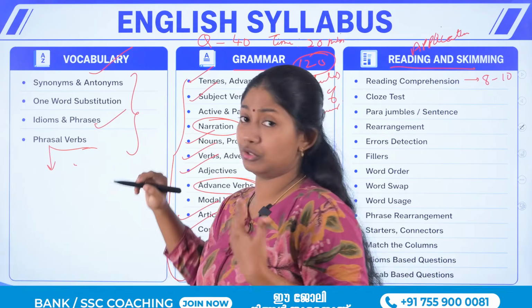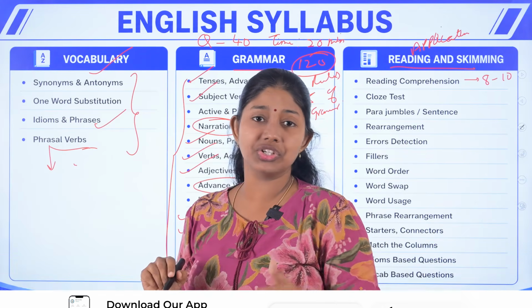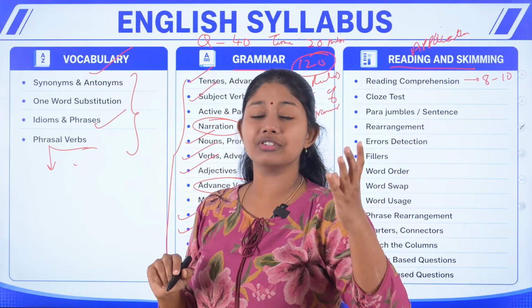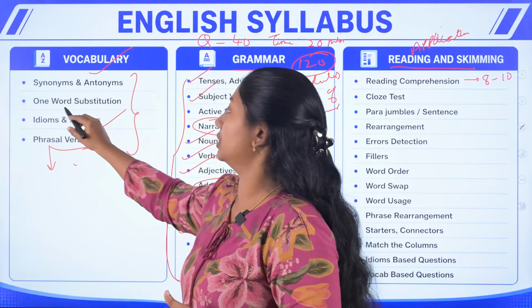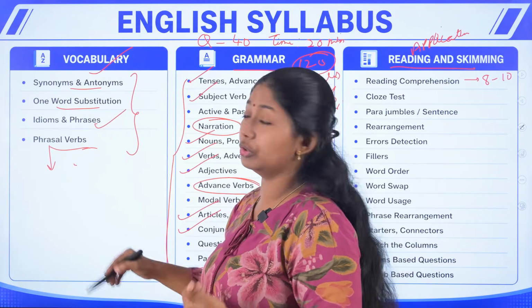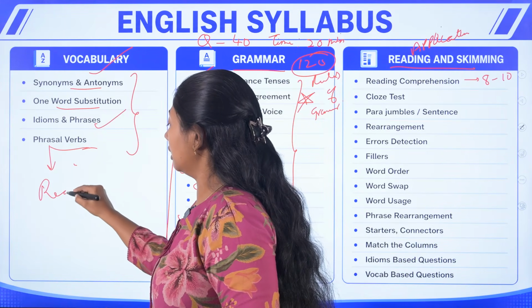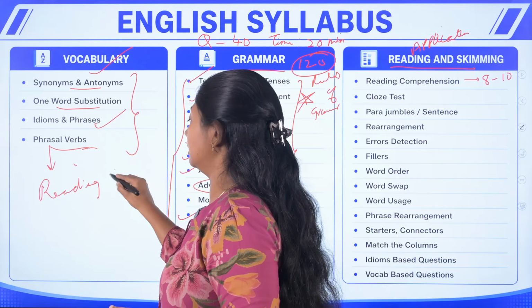Idioms and phrases also, sometimes an idiom can come in reading comprehension, which I'll explain in reading comprehension. Then one word substitution, antonym and synonym. For this, how can you ace this vocabulary? Only through reading. Good reading skills.